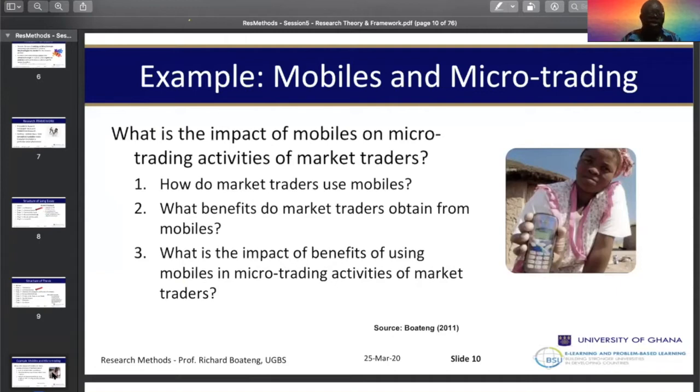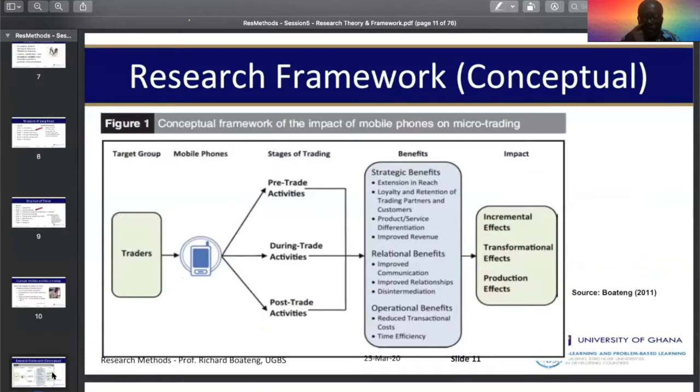So in that scenario, if the person carrying out the research is going to address it as a social phenomenon and is trying to collect data, he needs to develop a framework that will help him address each of the questions. So how is he going to do that? This is an example coming from the paper that was written, but it's actually based on transaction cost theory. He tried to conceptualize this as the traders adopting mobile phones and using them for different activities in trading. There are stages of trading: pre-trade, during trade, and post-trade. Those lead to benefits and those lead to impact.